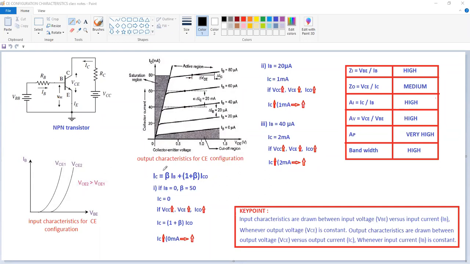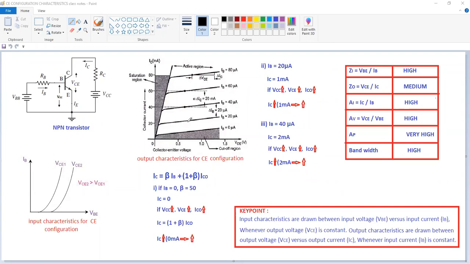Why? Because without this term, IC is equal to beta into IB, which is 50 into 20, that is 1000 microamps, because IB is in terms of microamps. 1000 microamps is equal to 1 milliamp. Here IC is equal to 1 milliamp without the reverse saturation current. That means it is increased up to this value, and we are not changing any output voltage. Without applying the output voltage, we get a value up to 1 milliamp.